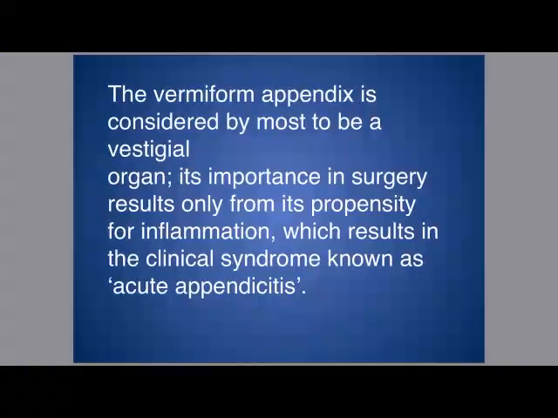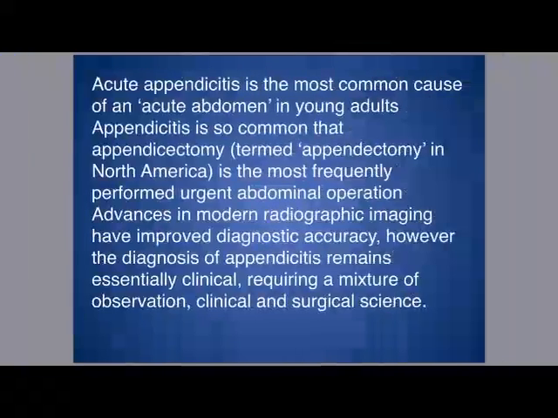Today we will discuss the subject of a rather common problem in the surgical practice, which is the vermiform appendix. The vermiform appendix is considered by most surgeons to be a vestigial organ. Its importance in surgery lies in its propensity for inflammation and the subsequent formation of a clinical syndrome known as acute appendicitis. Acute appendicitis is the most common cause of acute abdomen in young adults.